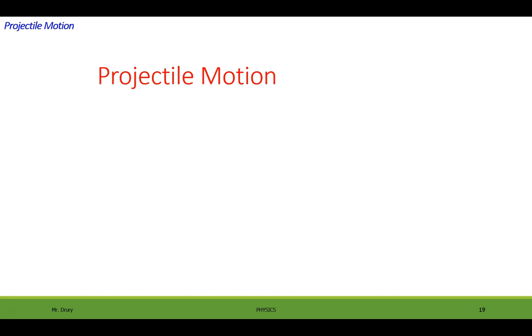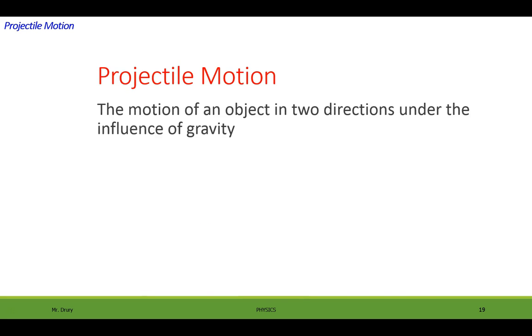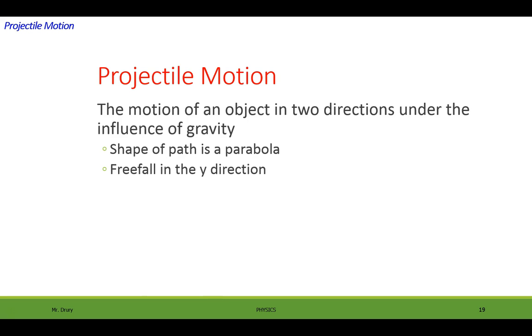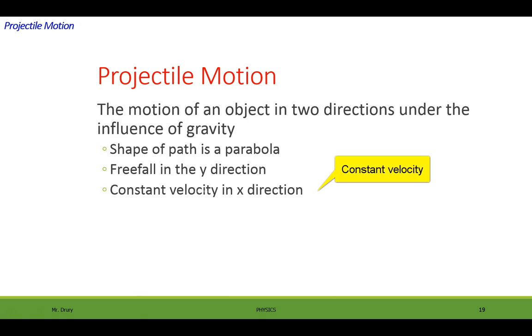So what is projectile motion? Basically, it's motion of an object in two directions. It has to be under the influence of gravity, and it has to be moving in the x direction as well. We assume its shape is a parabola or a portion of a parabola, and it's free fall in the y, and in the x direction is constant. So we assume there's no friction. Obviously it has to be gravity.